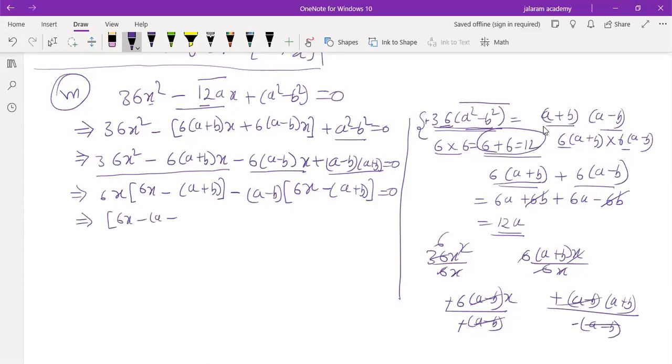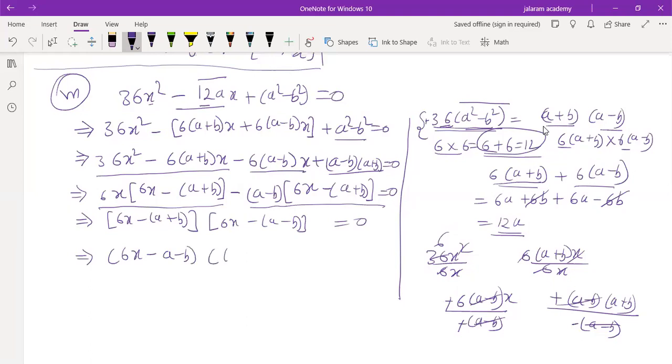6x minus a plus b is now common between these two terms. First term is 6x into 6x minus a plus b. Second term is a minus b into 6x minus a plus b. And in the second bracket, 6x minus a minus b equals 0 will be there. It implies, now when we open the bracket, 6x minus a minus b into 6x minus a plus b equals 0. It implies, or if we don't use this, then it will be easier.